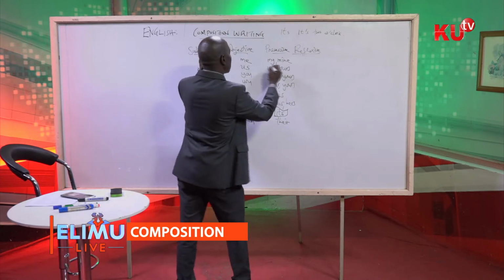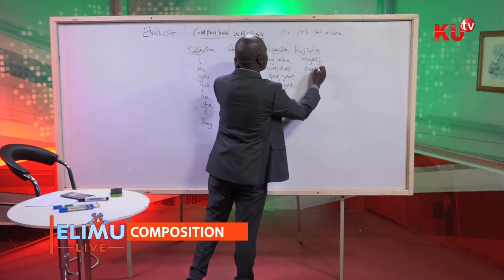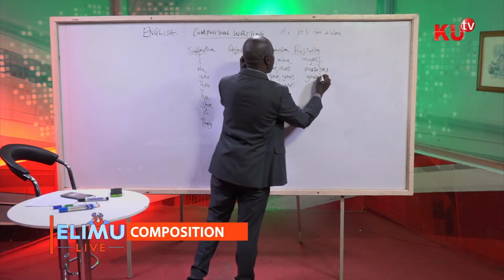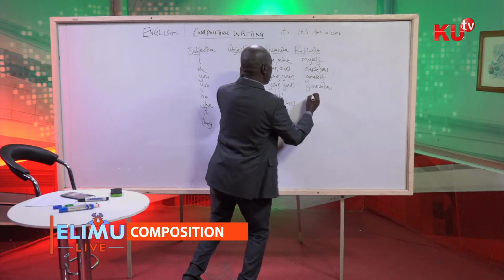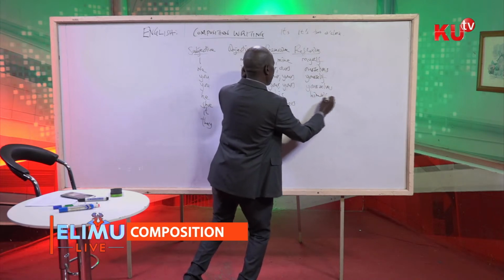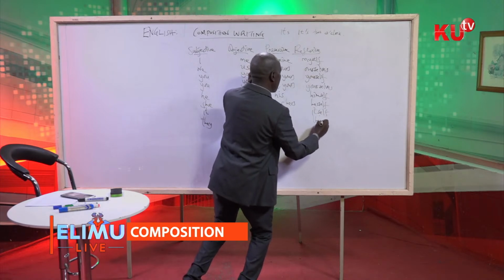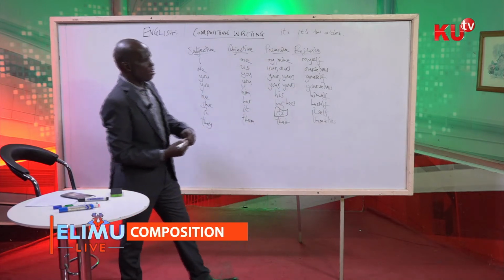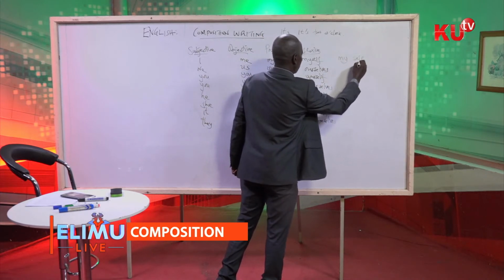Lastly, but not least, reflexive: myself, ourselves, yourselves, singular, plural, yourselves, himself, herself, itself, then themselves. Mistakes that we see the majority of Kenyan pupils making, they write this myself as my self.